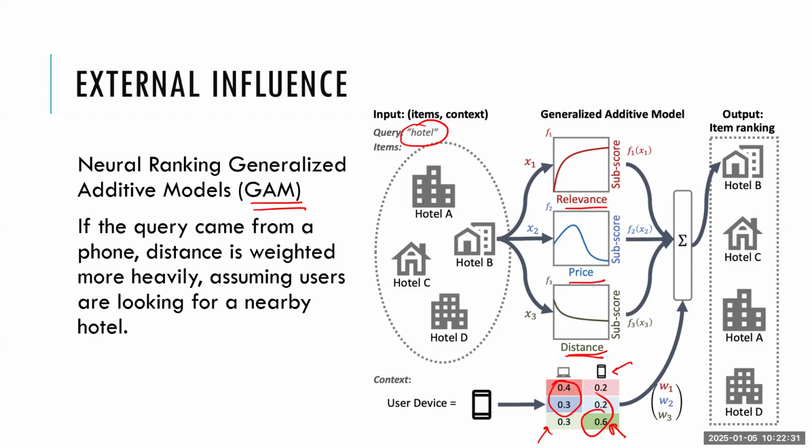But it's not going to be different by a large amount, because some of the hotels would be very far apart, and even if you search using your computer, you may not want the far apart one. So the learning, right? The functions F1, F2, F3, for each of the features will also have more impact than just the weight based on which device you use to search.